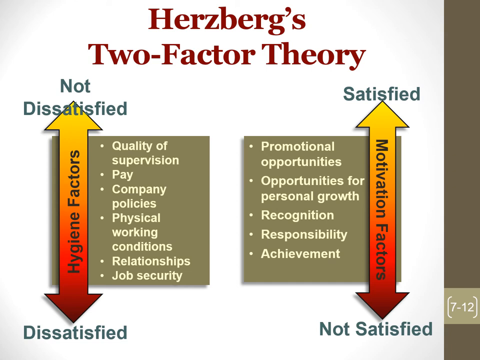I cannot ask my employees to work harder in the right direction with persistence without satisfying the basic needs, I mean the hygiene factors. Hygiene factors run from the minus level to zero, and motivation factors run from zero to the plus level. If I do not satisfy the basic employee needs, they will be dissatisfied. If I satisfy them, they will be not dissatisfied. If I do not satisfy the motivation needs, they will not be satisfied, and if I do, they will be satisfied.